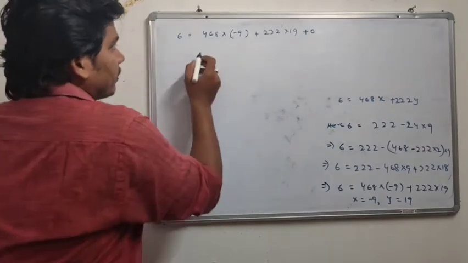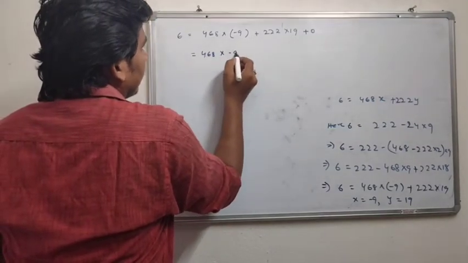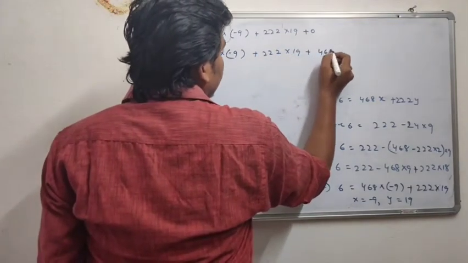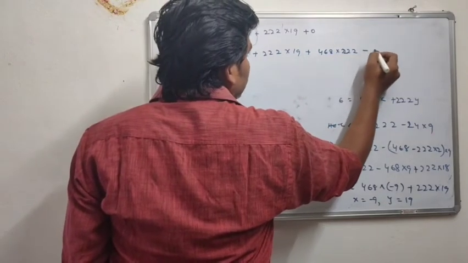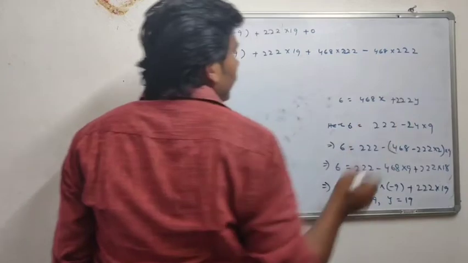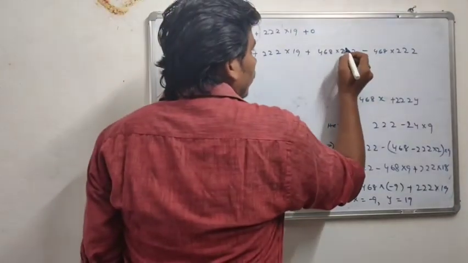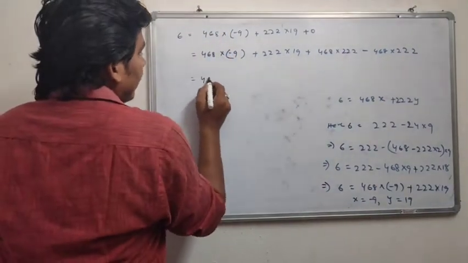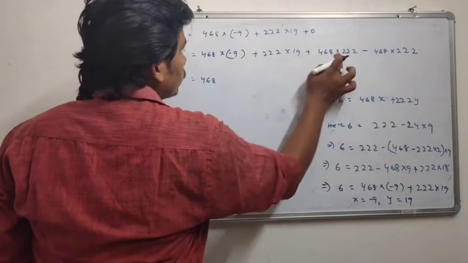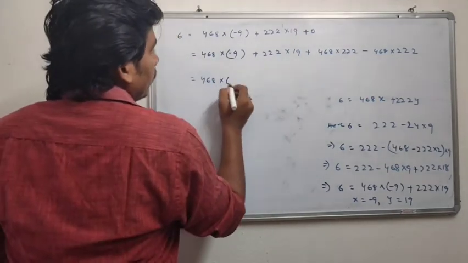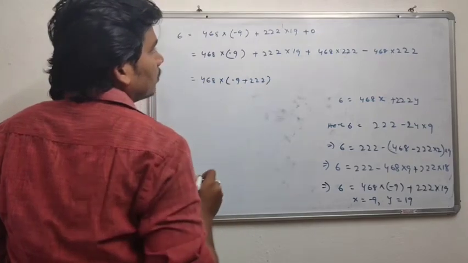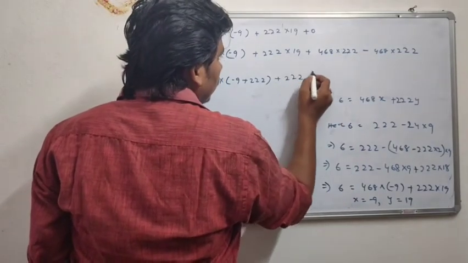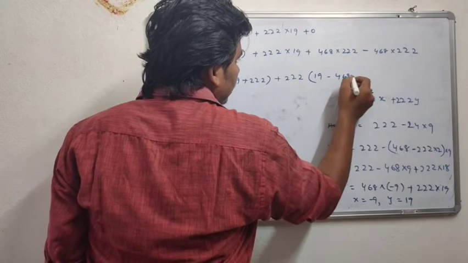See, 468 into minus 9 plus 222 into 19 plus 468 into 222 minus 468 into 222. The same value we added here and the same value we subtracted also here. Now I will take 468 as common for these two terms, then it will be into minus 9 plus 222. In the same way, for these two terms, I will take 222 as common. So what I'll get is 19 minus 468.